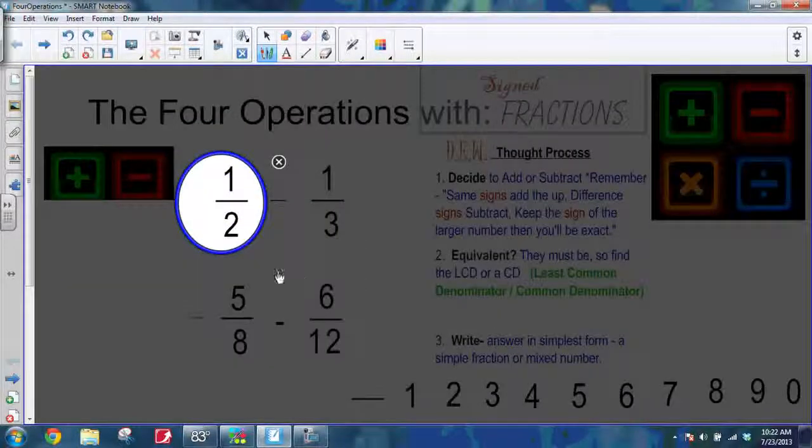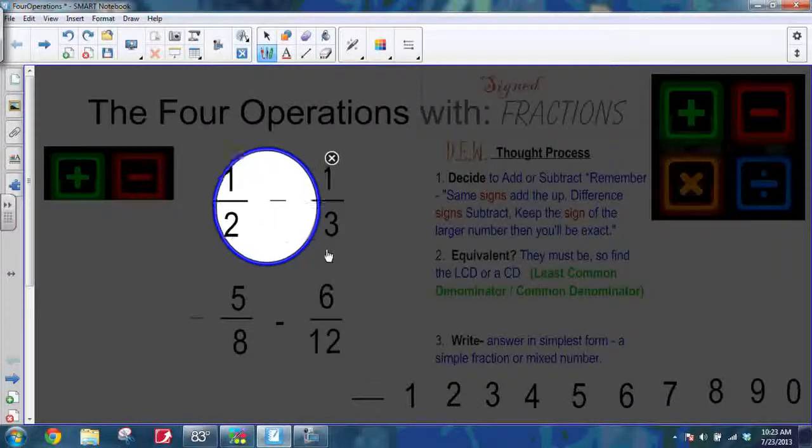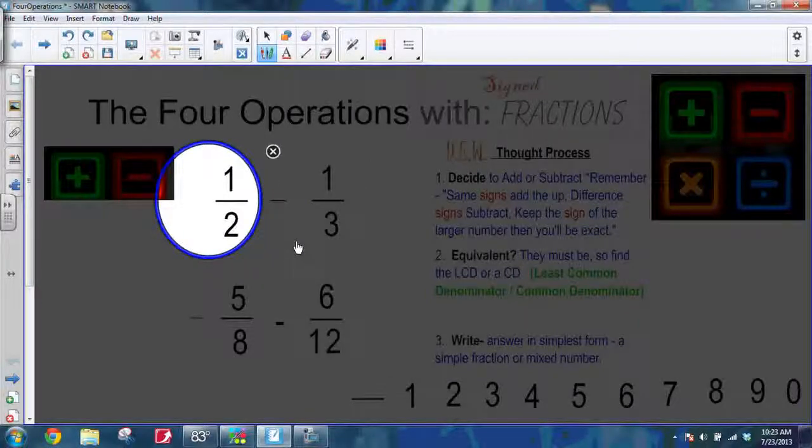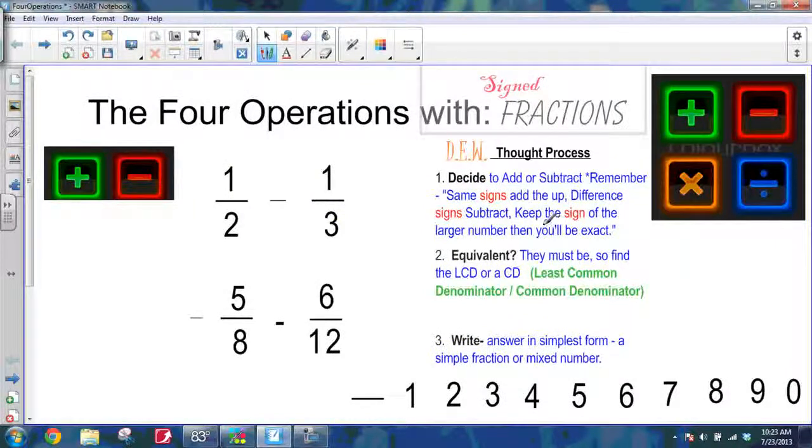So when we look at the first fraction, we see that we have 1/2. Is that a positive or a negative sign? Well, it has no sign, so the default is positive. The second fraction is a negative 1/3. Well, that minus sign in front of it makes this 1/3 negative. So we have two different signs. We have a positive and a negative. So we're going to subtract.